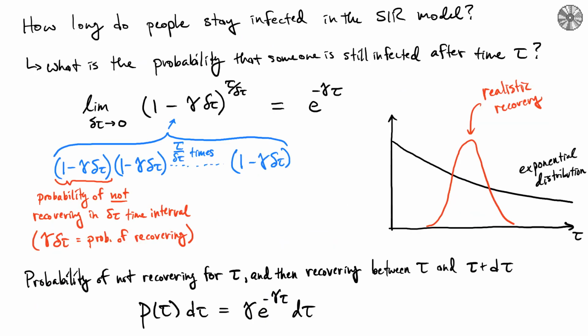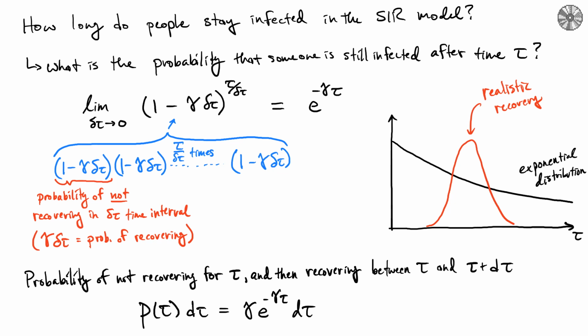One of the criticisms of the SIR model is that it doesn't model the recovery very well compared to what we know in practice. So to take a look at that, we look at trying to quantify the probability that someone is still infected after a given amount of time, that given amount of time being tau.